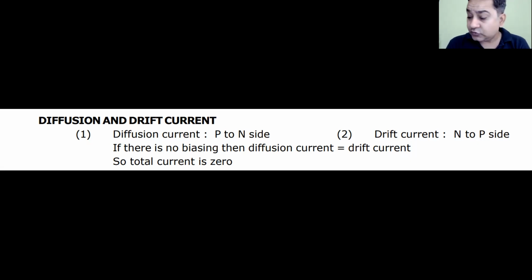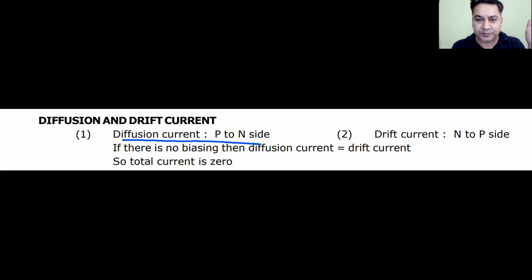Yes, sir. So we take the direction of current as the direction of flow of positive charge. Yes, sir. Similarly, here, when I talk about current, remember the direction of current is the direction of flow of positive charges. Now, here we are talking about the PN junction. We are talking about two currents. One current is the diffusion current.